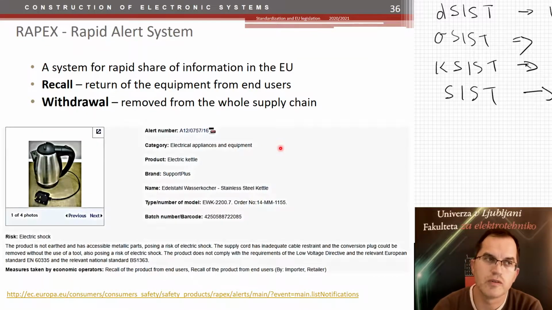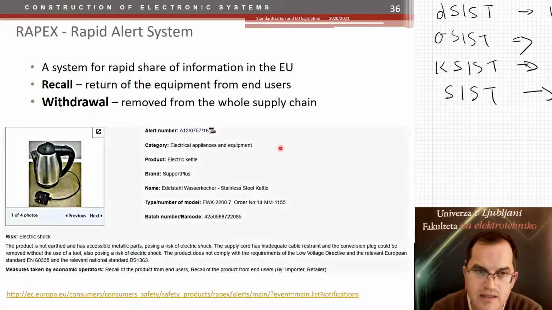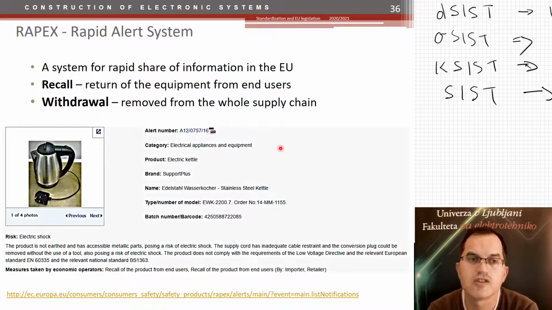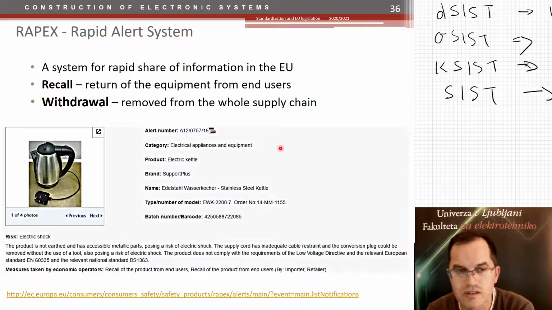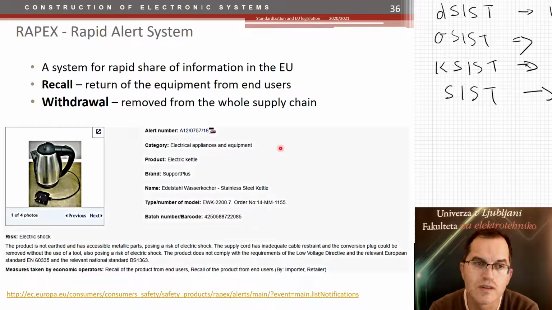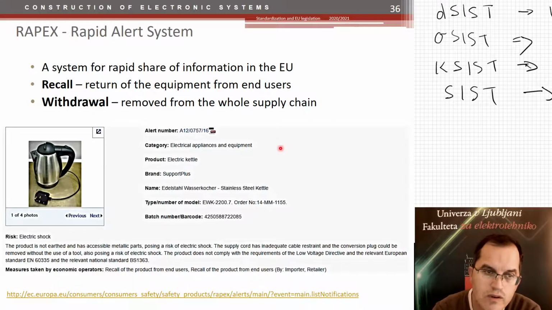Let me just show you the rapid alert system. That's a platform through which the inspectors are putting information about the withdrawn products which are dangerous or have other issues with the conformity. And by that, in the whole EU, you can recall the products back from the consumers or from the stores if they are dangerous.